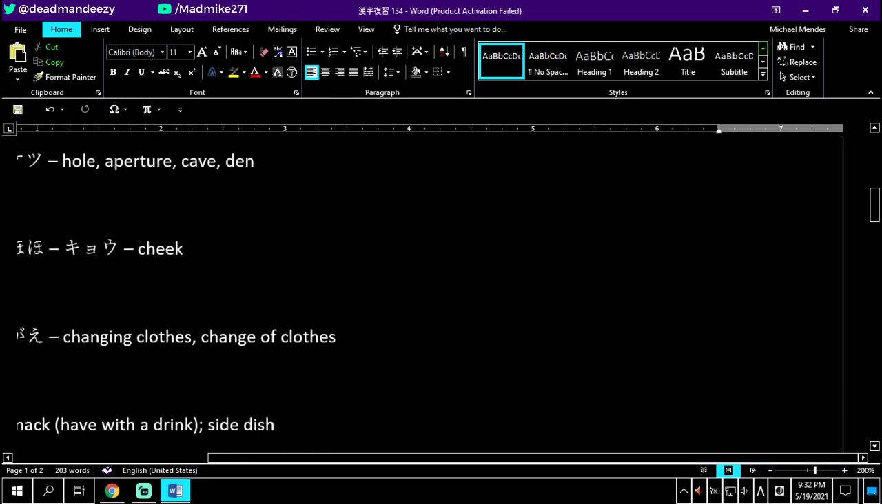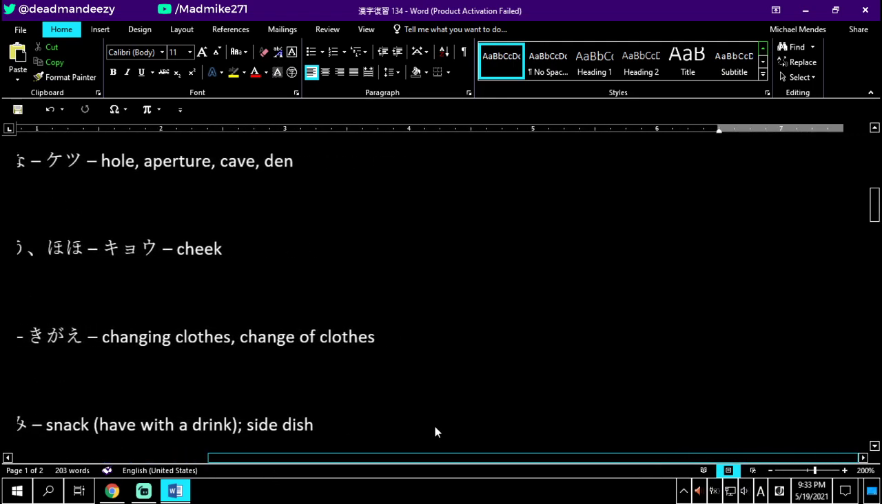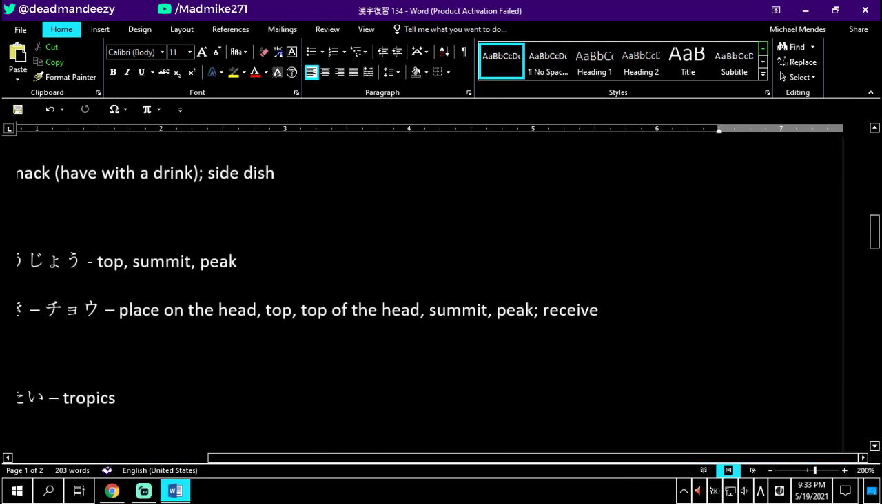Number 5 is changing clothes, or kigae. Kigae desu. Change of clothes. A snack you have on the side with a drink is an otsumami. Umami. Umami aru? Got any snacks? Umami are snacks.